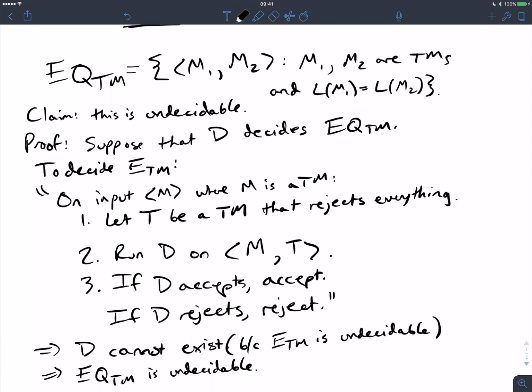So if it really is empty, I'm going to have D say accept. If it's non-empty, then I want D to say reject too. Okay. Other questions?